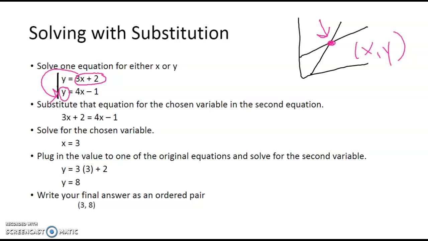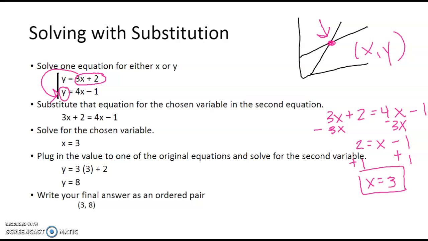So I can plug in 3x plus 2 wherever I see a y in that second equation, and I would get 3x plus 2 equals 4x minus 1. When I solve 3x plus 2 equals 4x minus 1, I can subtract 3x from both sides. I get 2 equals x minus 1. I can add 1 to both sides, and I get that my x value for this point of intersection for my solution is 3. But remember, our solution is an ordered pair.